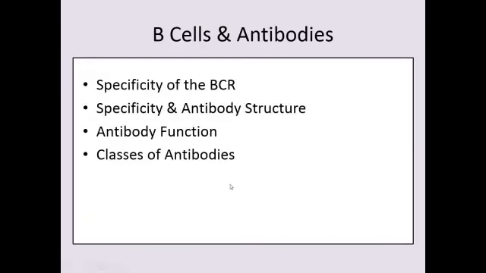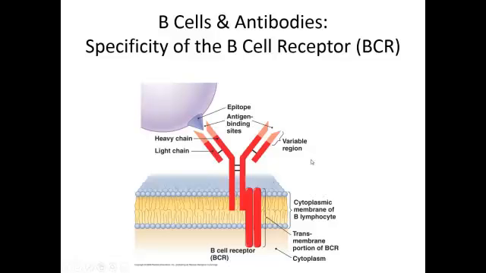Next up, B cells and their products, antibodies. We're going to talk about the specificity of the B cell receptor, or BCR. We're going to talk about specificity and antibody structure, antibody function, and classes of antibodies. On the surface of B cells is what is called the B cell receptor, or the BCR. Basically, this is the type of antibody that it is capable of making. So it has a transmembrane portion that sticks it into the cytoplasmic membrane.